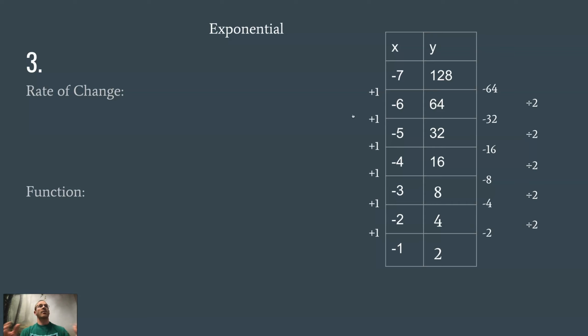So once again, how do we describe our rate of change? Well, the first thing is it's decreasing, right? It's going down. And so it's decreasing by a factor of 2. You could say the rate of change is being divided by 2 if you want. All right. And then it means it is an exponential function. All right. So short, sweet lesson, wraps up.